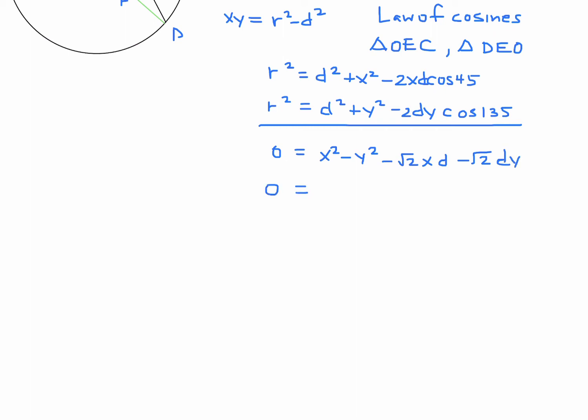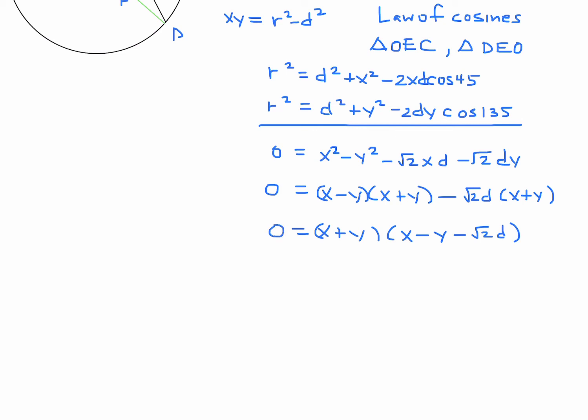Okay. The x squared minus y squared can factor. This one, if you take out the root 2d, becomes x plus y. And then now this nicely factors: x plus y times x minus y minus root 2d. So therefore, this must be equal to 0. So x minus y is equal to root 2d.